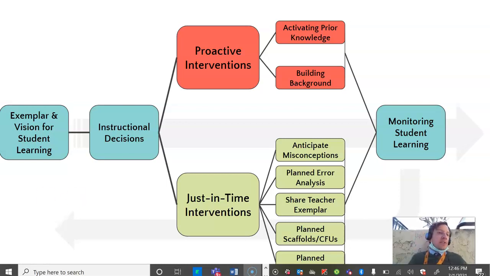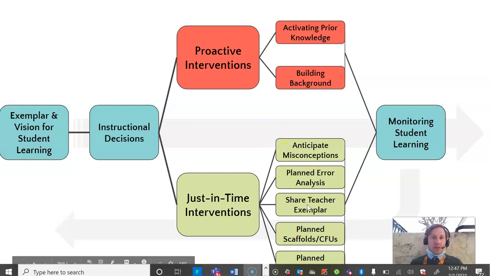Okay, so as you can see here, exemplars and visions for student learning, we've been working with that process and engaging in that process over the past few weeks. What we're going to be talking about today in the screencast is how to make more effective instructional decisions based on the information we're getting from those exemplars. We're going to talk about proactive decisions or proactive interventions, such as activating prior knowledge and building background, and just-in-time interventions, such as some of these strategies here that we're going to talk about.